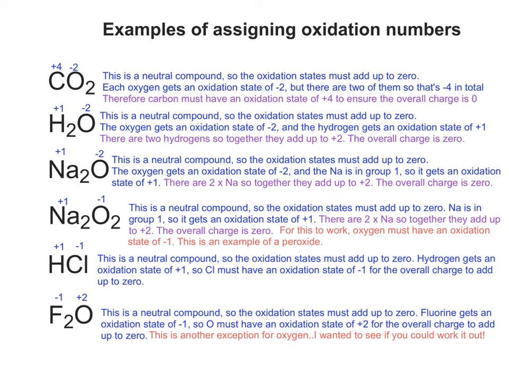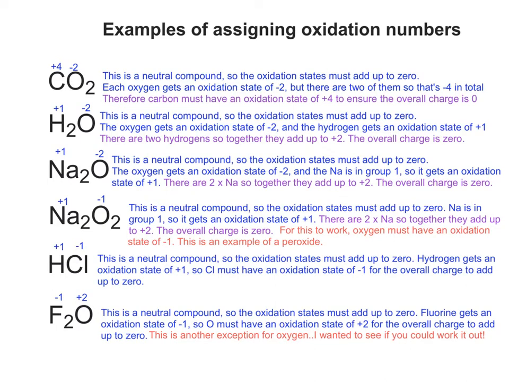So F2O is a rather exceptional one as well. I wanted to see if you could work this one out. Maybe it was a little mean of me not to mention it in the previous slide, but it is another exception to oxygen being -2. It's really the only exception because fluorine is so much more electronegative than oxygen. It forces oxygen to take a positive oxidation state.